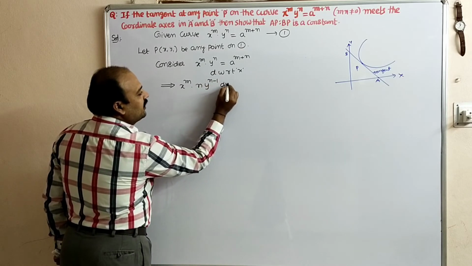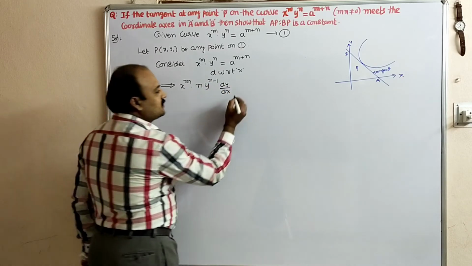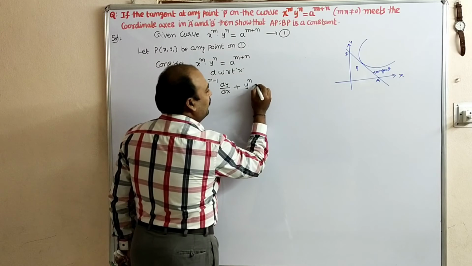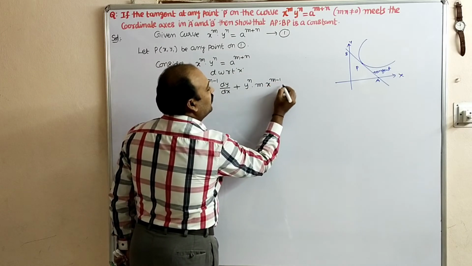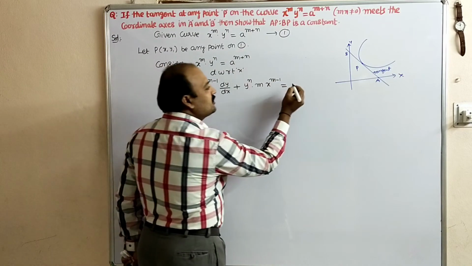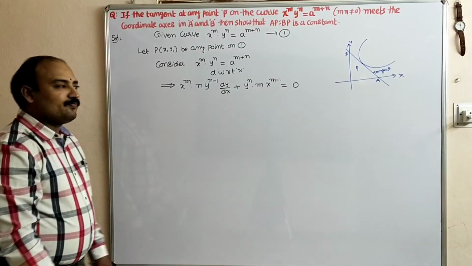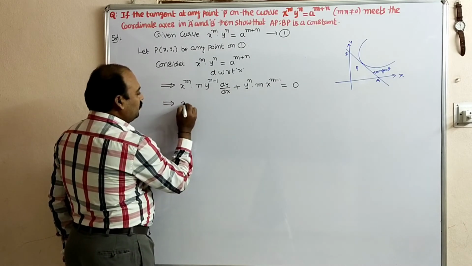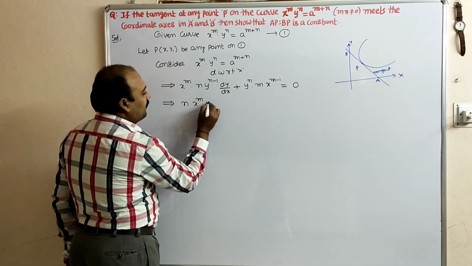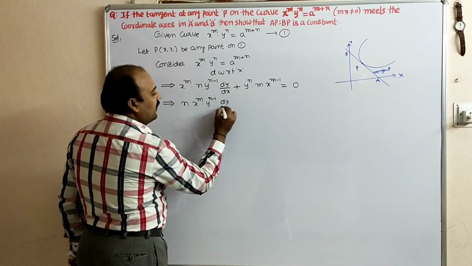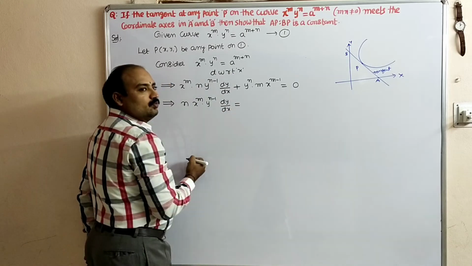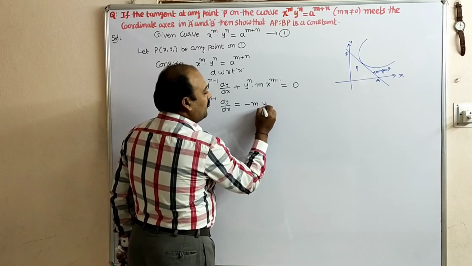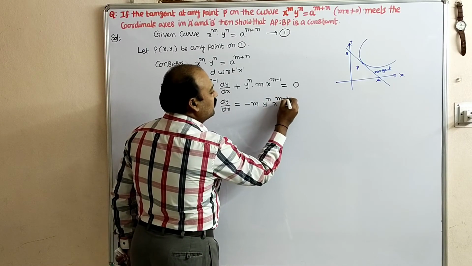Again y also differentiate, dy by dx, plus v into y power n into d by dx of x power m, m into x power m minus 1 is equal to a power m plus n. It is a constant whose derivative is 0. That implies n into x power m into y power n minus 1 into dy by dx is equal to, taking this side, minus m into y power n into x power m minus 1.